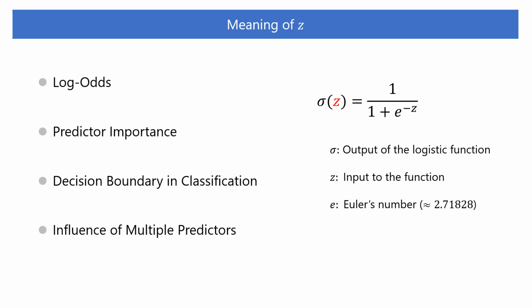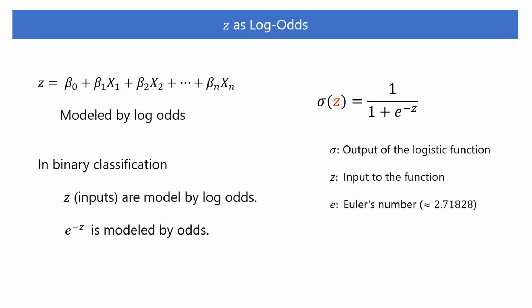The meaning and interpretation of Z can be understood in several ways: logos, predictor importance, decision boundary in classification, and influence of multiple predictors. As noted earlier, Z, the input to the logistic function, is a linear combination of the predictors. In binary classification, this linear combination equation is modeled by logos. Therefore, we can say that the inputs to the logistic function are modeled by logos, and the exponential function is modeled by odds.